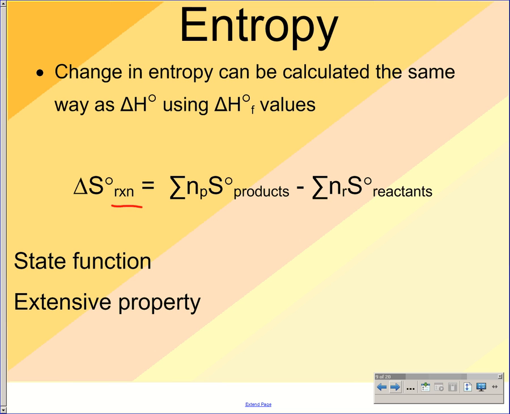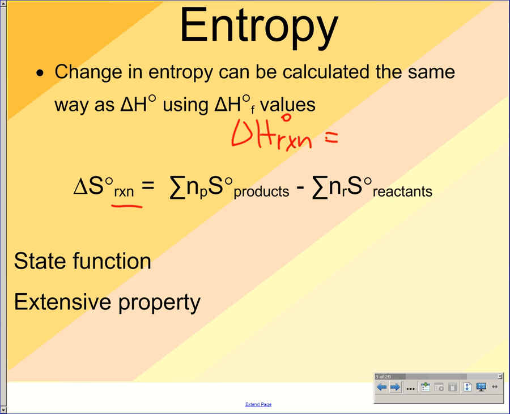So just how we did delta H of the reaction, what's that little knot thing mean again? Well, it means standard, right? Standard conditions. What are standard conditions? Again, just as a reminder: 1 atmosphere, 25 degrees C, 1 molar.